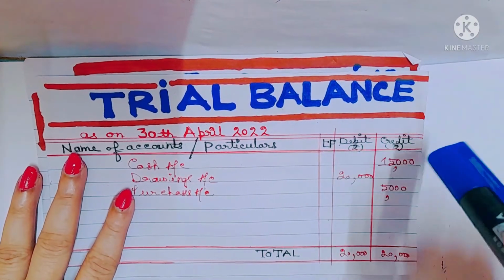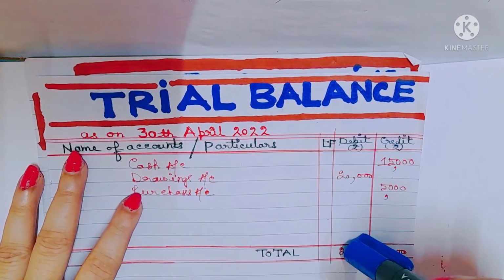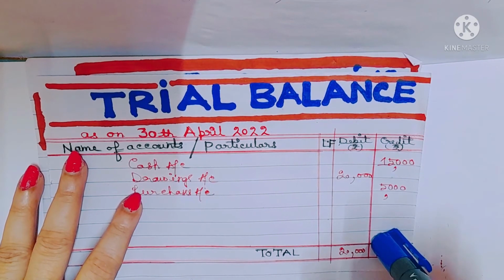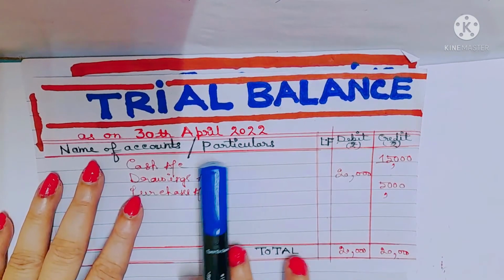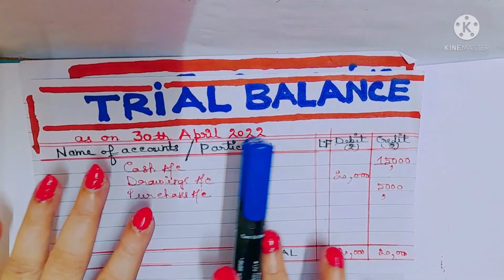That is the reason trial balance did tally. Understood? And there are no errors in the ledger posting and balancing the ledger accounts.